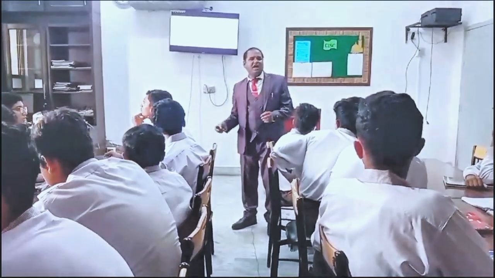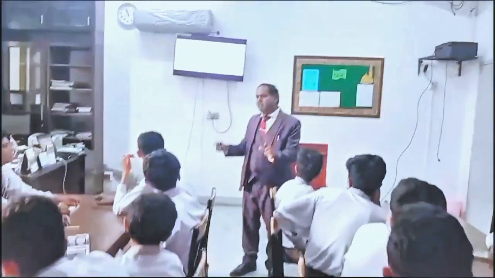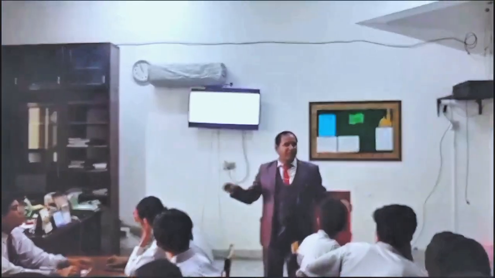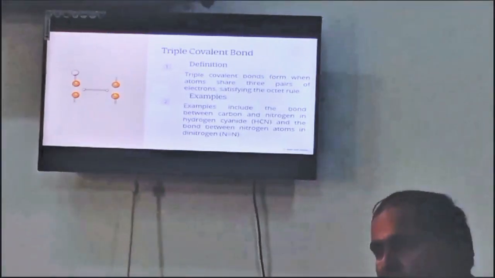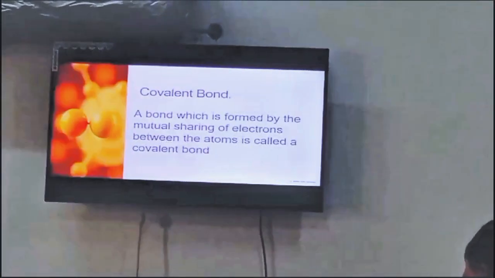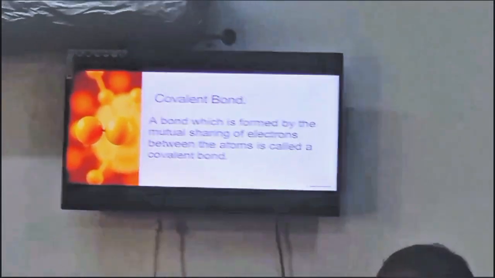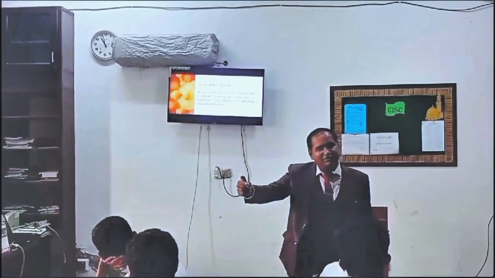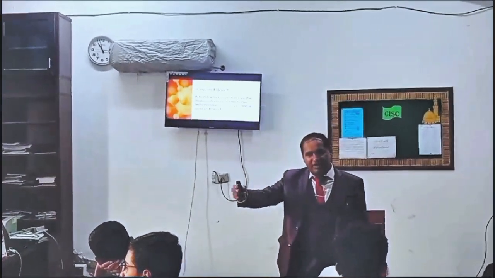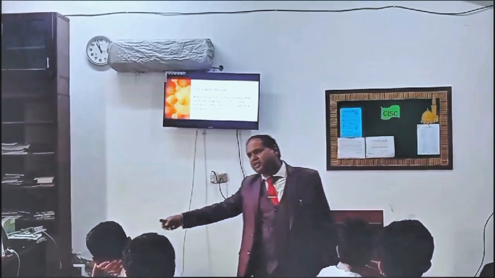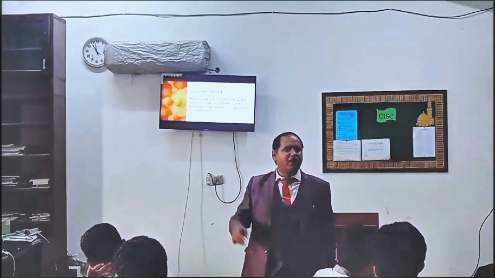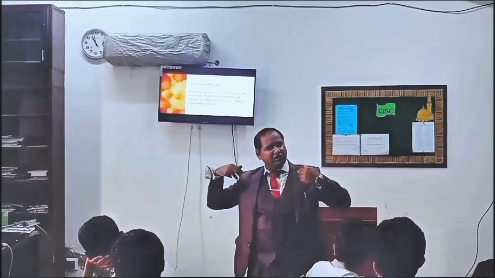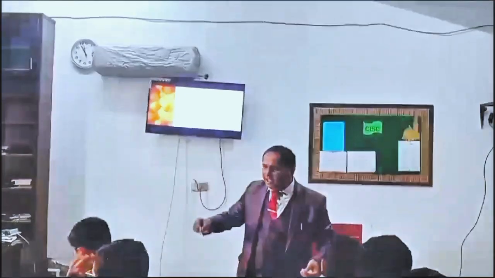Let's have a summary, and then I will invite any of you to give the summary again from the side of students. So let's have a summary from my side. Today we were studying an important topic, that was covalent bond. A bond which is formed by the mutual sharing of electrons between the atoms is called a covalent bond. This is a very important bond because it forms millions and trillions of compounds which we use on daily basis.